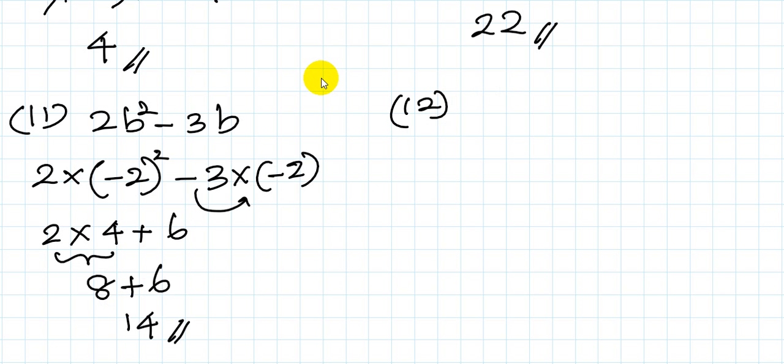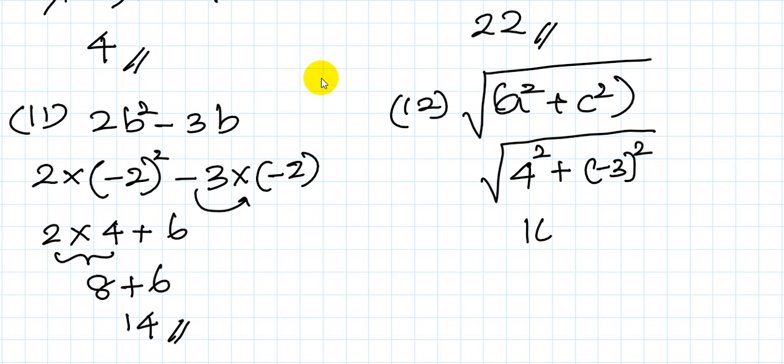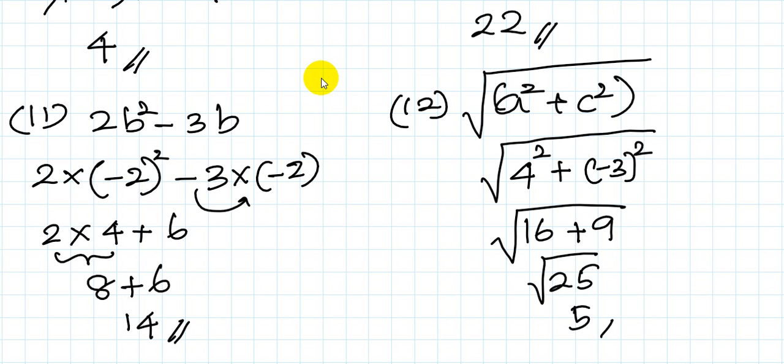And question number 12, that is square root of a square plus c square. So if I substitute the values, a is 4, so 4 square plus c is -3, (-3) whole square, under the square root. So 4 square is equal to 16, (-3) square is equal to 9. So the value under the square root I get here is 25. Square root of 25 is equal to 5. That is question number 12.